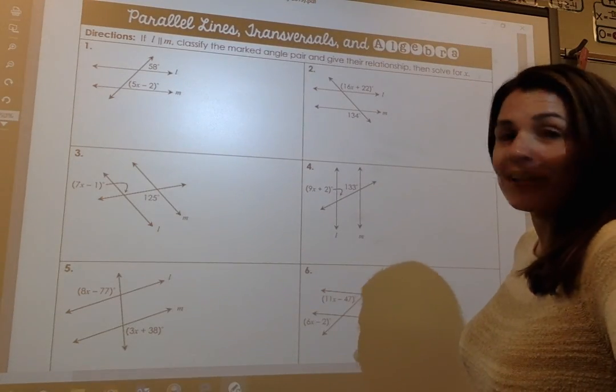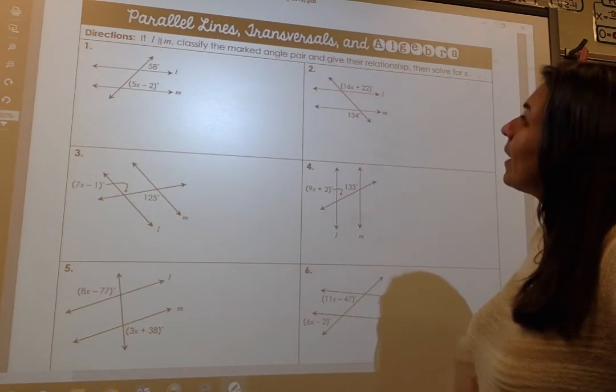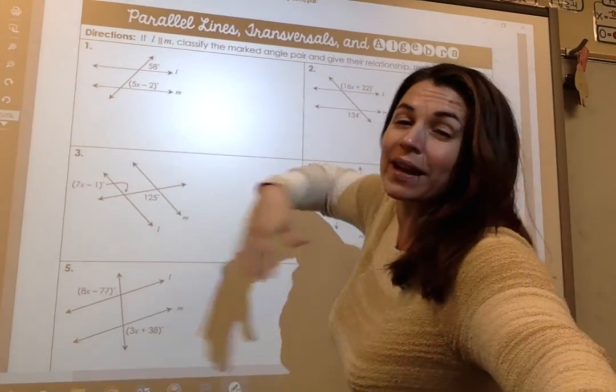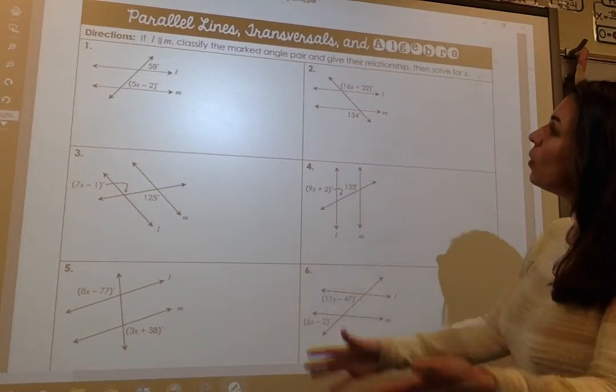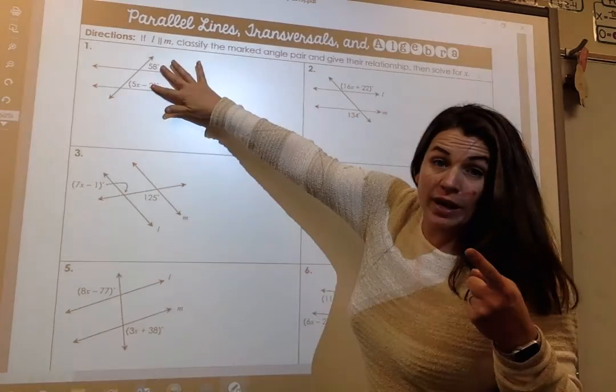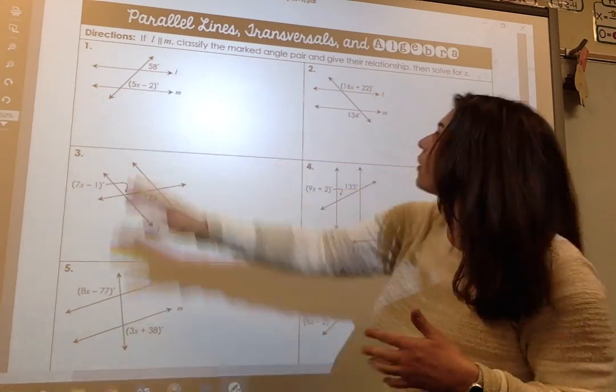Again, we have parallel lines cut by a transversal. Because it's telling me that L and M are parallel, I don't need to worry about that. It's given to me in that statement. So I'm going to do a couple things. I'm going to classify these marked ones, what's their angle relationship, and then I'm going to solve for the variable.